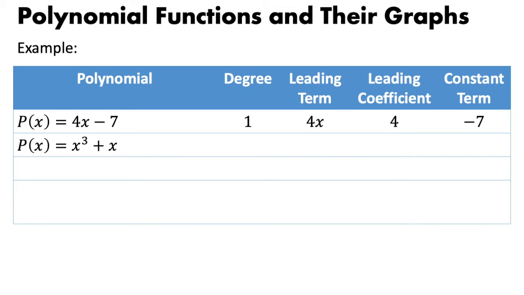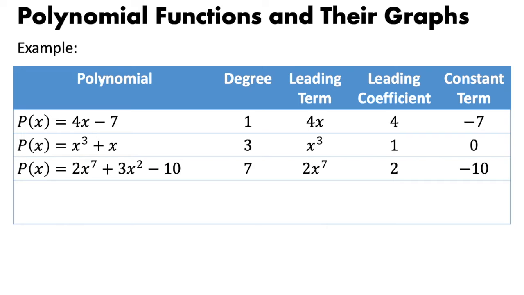P of x equals x cubed plus x has a degree of 3, leading term of x cubed, leading coefficient of 1, and constant term is 0 because there is no constant term here. P of x equals 2x to the 7th plus 3x squared minus 10 has a degree of 7, leading term of 2x to the 7th power, leading coefficient of 2, and the constant term of negative 10.